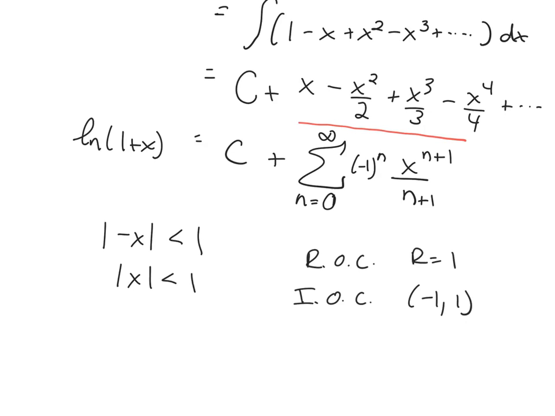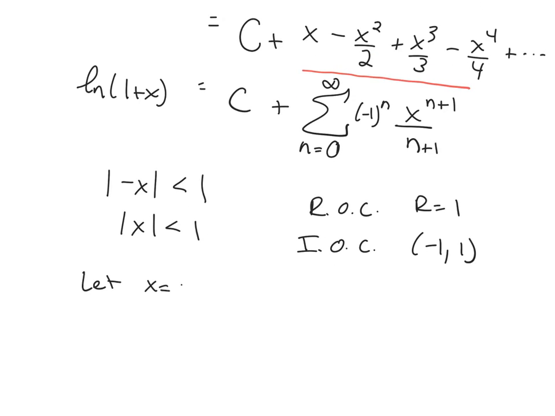So I need to find this C. The way I'm going to do that is to plug in a number for x, but it can't be any old number. It should be inside your interval of convergence. You can choose any number you want inside your interval of convergence, and ideally you pick the easiest number you can to plug in. The easiest thing I can plug in between negative 1 and 1 is 0.